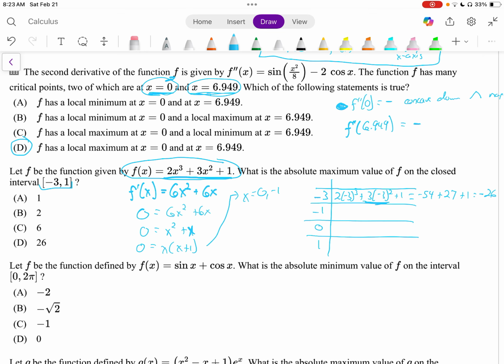Plugging in -1, a little easier. Putting -1 in there gives us -2. Plugging -1 into 3x squared is 3, plus 1. So that's 4 minus 2 is 2. Putting 0 in, that's nice and easy. If you put 0 in, both of those are 0, so it's 1. And putting 1 in gives us 2 plus 3 plus 1, which is 6. And so it looks like our largest one is 6 here. So the maximum is 6, at x equals 1.